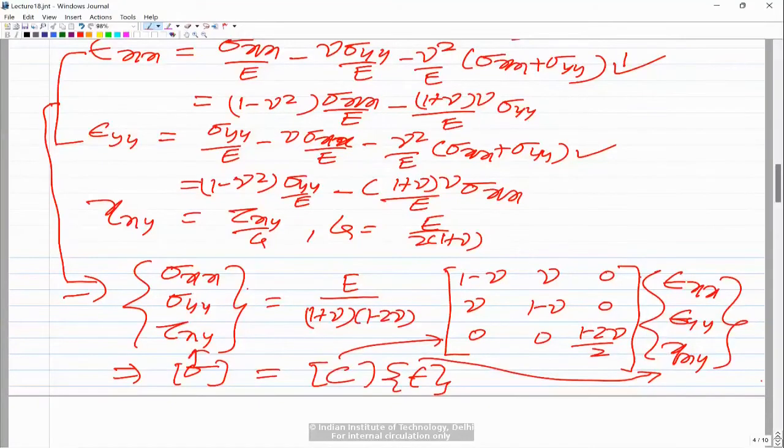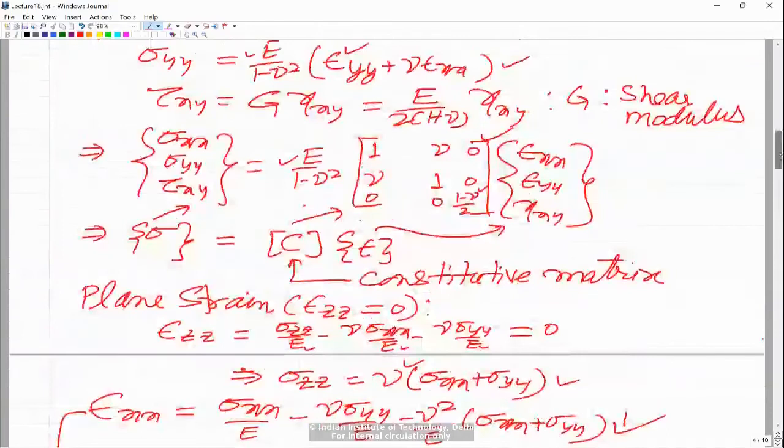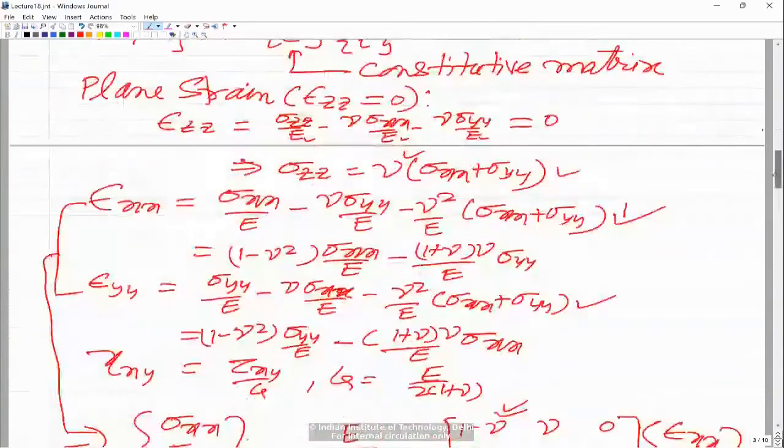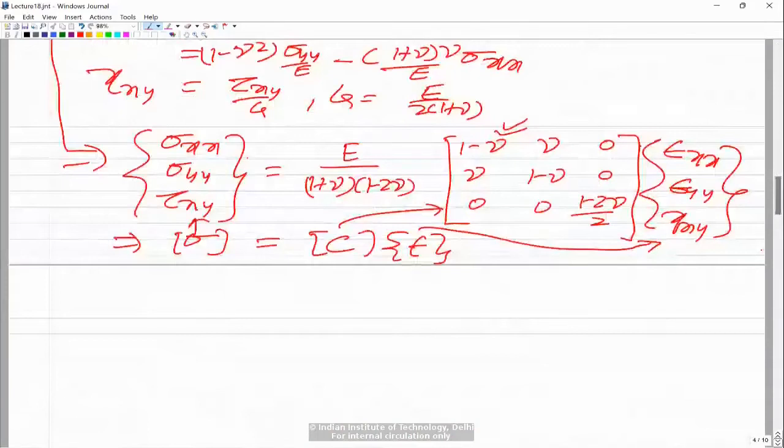So you would see that there are three independent components of stress and strain. For both plane stress and plane strain, the relationship is the same. The only thing is that the C matrix is different. In the plane strain case, this is the C matrix written here, and for the plane stress case, this is the C matrix we have written here. There are only three independent components of stress, that is sigma xx, sigma yy, and tau xy, and similarly three independent components of strain, epsilon xx, epsilon yy, and gamma xy.